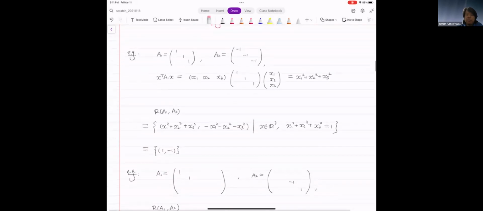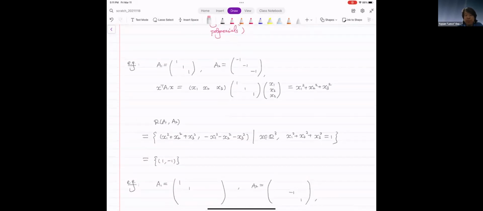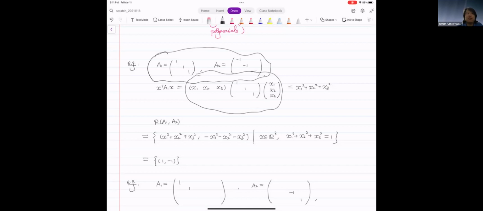Okay, what this theorem is about is, well, let's do a very simple example. The first case, suppose that the matrices A1 and A2 are the identity matrix and the negative identity matrix. So the X transpose times A times X. Well, if you wanted to do the multiplication, you're familiar with linear algebra, you can do this.